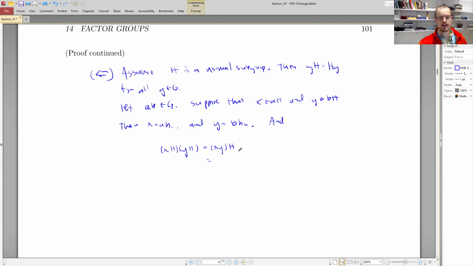But now I have this nice way of representing x and y in terms of a and b. I have x is a times h1, and y is b times h2. So I have all of that times H itself. But I have associativity, so I can observe this as a times h1, h2 times b, H.